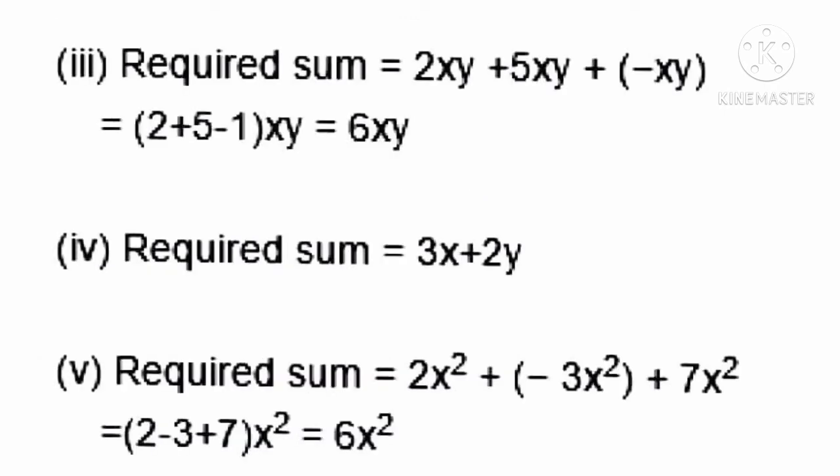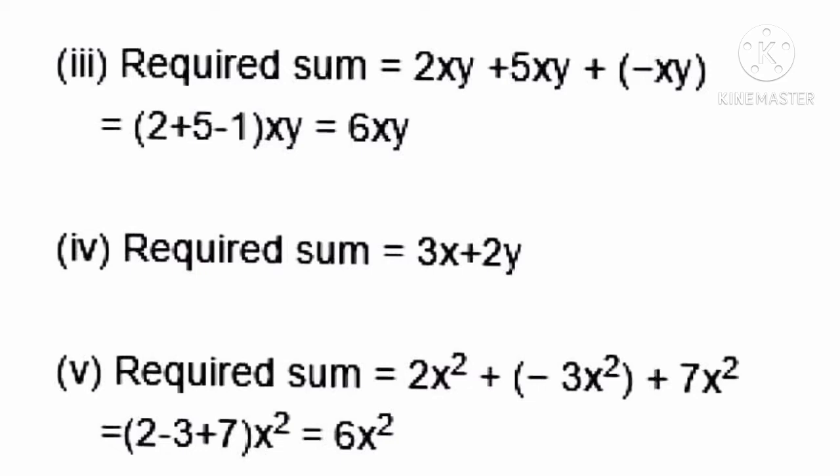Next question, 2xy plus 5xy plus minus xy. So minus xy means, as I said, 1 is hidden here. So it will be minus 1. So in the bracket 2 plus 5 minus 1. 5 plus 2 is 7. 7 minus 1 is 6. So the answer is 6xy. Next is 3x plus 2y. See here they are unlike terms. So the required sum will be 3x plus 2y.